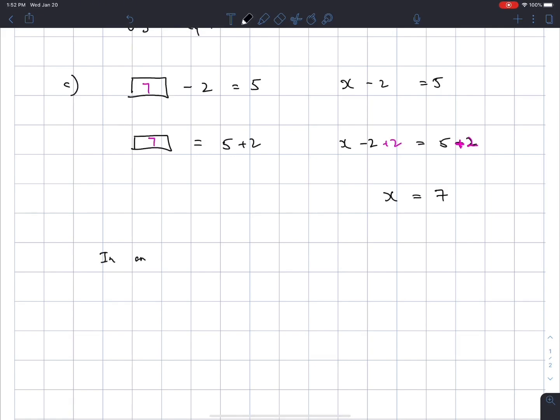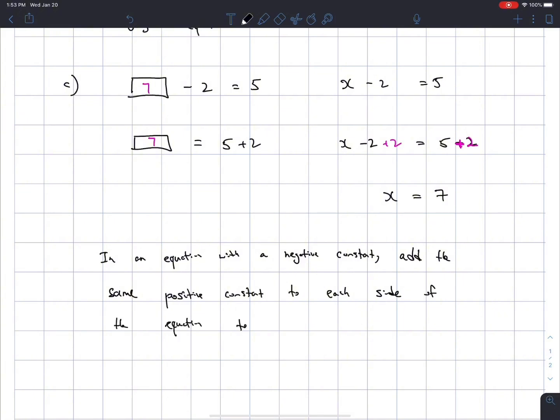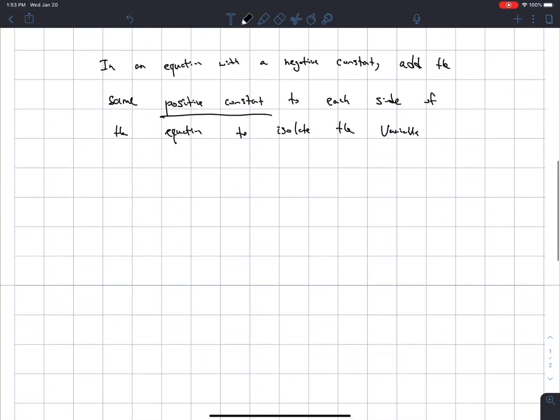So in an equation with a negative constant, we want to add the same positive constant to each side of the equation to isolate the variable. So the answer is positive constant. Let me illustrate this with algebra tiles.